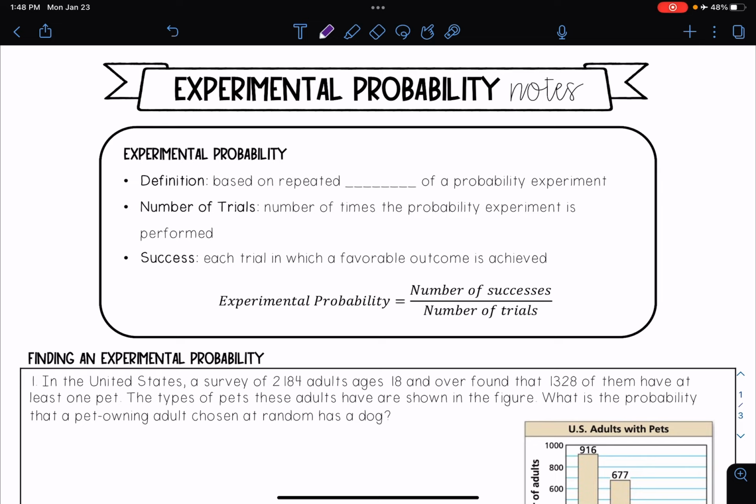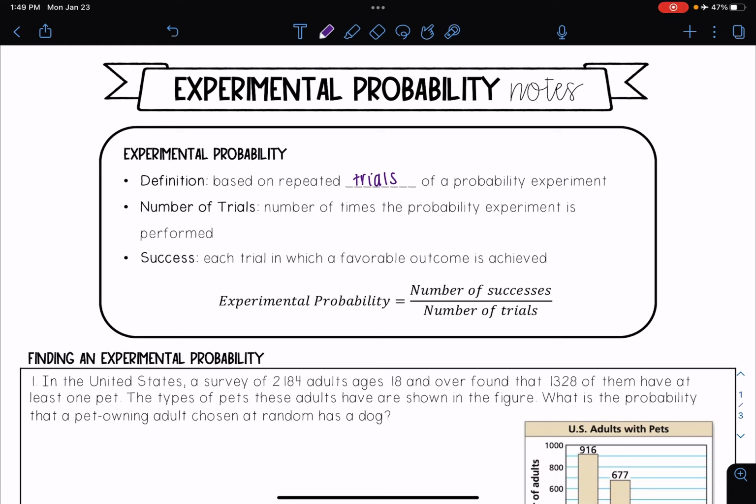Experimental probability, on the other hand, is based on repeated trials of a probability experiment. And so here, the number of trials is just the number of times the probability experiment is performed. So let's say the probability experiment is seeing the probability of landing on heads if you flip a coin. So the number of trials would be the amount of times that we flip that coin. And then a success is each trial in which a favorable outcome is achieved. And so in that one, it would be every time we land on heads, that would be a success. And so the experimental probability then is the number of successes divided by the number of trials.